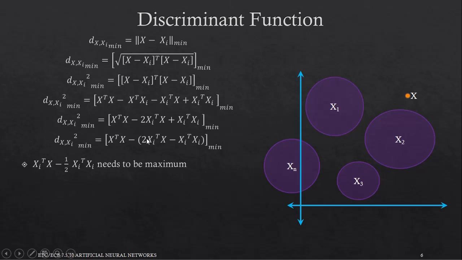With a small change, we can say that xi transpose x minus half xi transpose xi needs to be maximum. I've just taken the 2 common. So, we realize that xi transpose x minus half xi transpose xi needs to be maximum for x to belong to the ith class. Something needs to be maximum. We've heard this before. Which is the quantity for a class that should be maximum so that x belongs to that class?